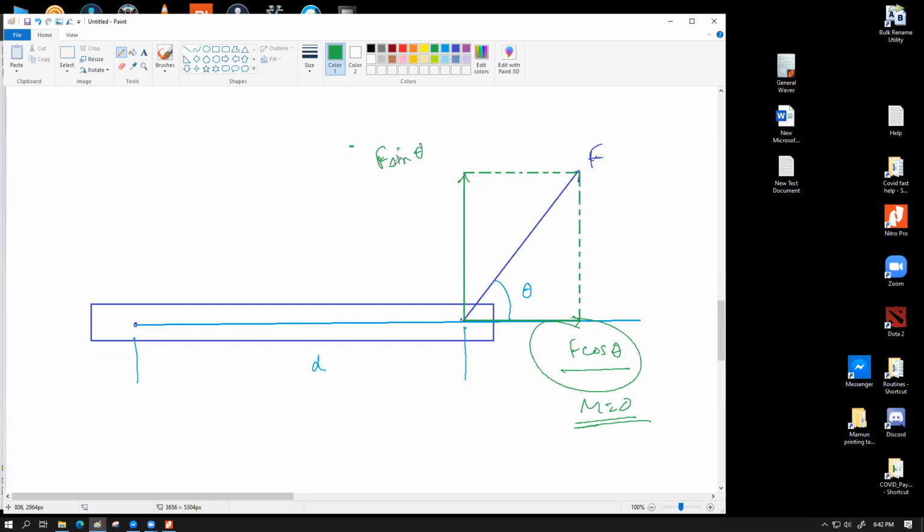Now, what you can see over here, magically, is a 90 degree angle. So what should be the moment? Perpendicular force into distance. Can we not write this as well? Yes sir. So this brings you the same formula, which was FD sin theta. It's the same thing.